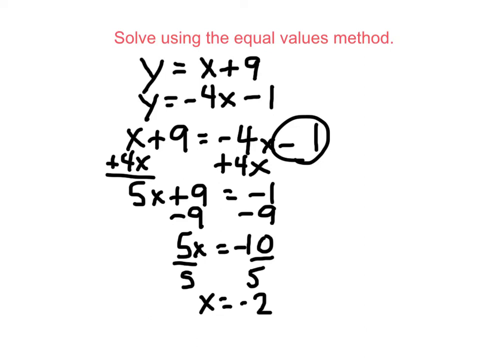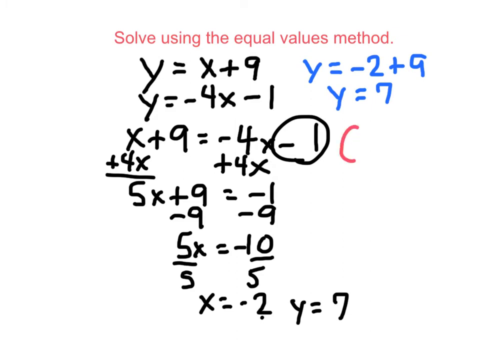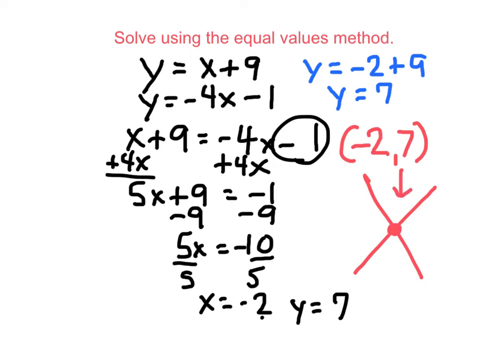I'm going to choose to put negative 2 back into the first equation in place of x. So that would be y equals negative 2 plus 9. Negative 2 plus 9 equals 7. So the y value is 7. Alright, so my answer is going to be the ordered pair: x is negative 2, y is 7. So remember, if we were to graph these, this would be the point of intersection of the two graphs. It's the point that is a solution to both equations.